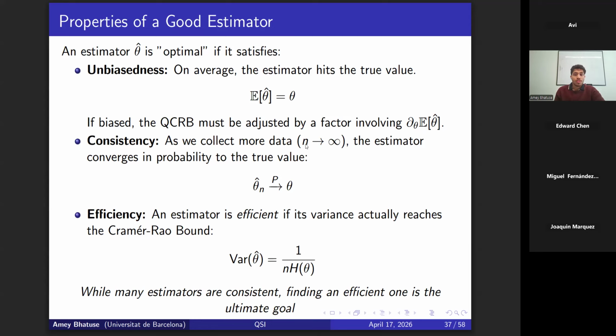Now, how far can you go? How much precision can you have? That is given by the Cramer-Rao bound, which sets the precision limit.